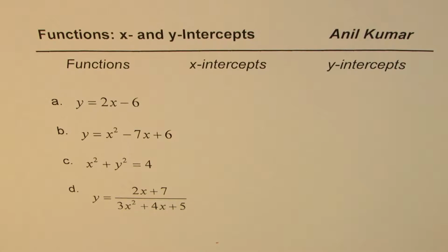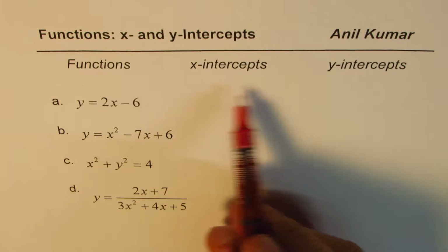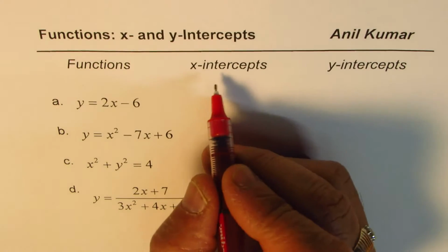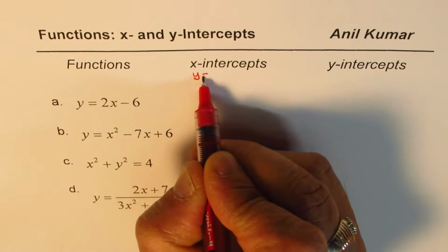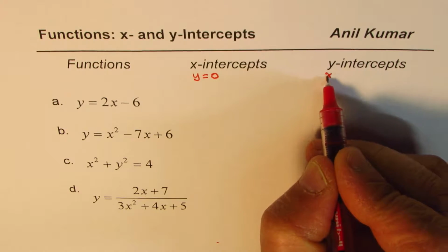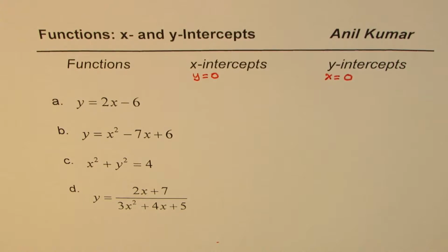I'm Anil Kumar. We are exploring how to find x and y intercepts from algebraic equations. We have four functions here on the left side and we'll write down their x and y intercepts. To find x-intercepts, the method is to substitute y equals 0. And to find y-intercept, substitute x equals 0. Correct? So that is how you find x and y intercepts.